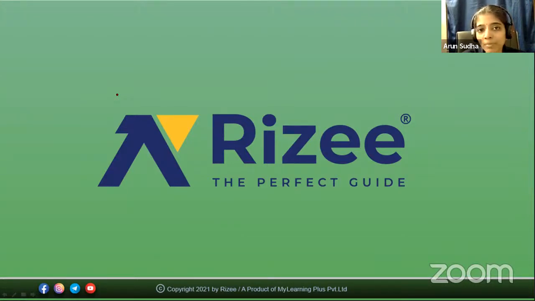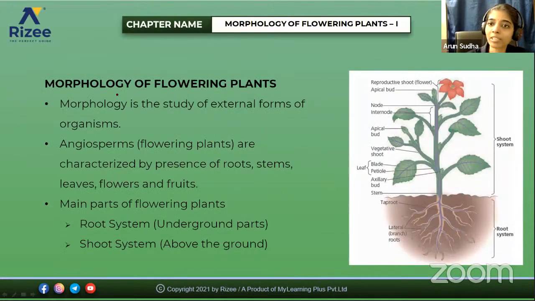So in this chapter about the morphology, what do you mean by morphology? Morphology of the flowering plants. Morphology, in the sense, is the external structures. What do you mean by the external structure or external form of the organism? In this chapter, we are going to focus on the morphology of flowering plants, that is, the root, stem, leaves, and flowers, about the structures.